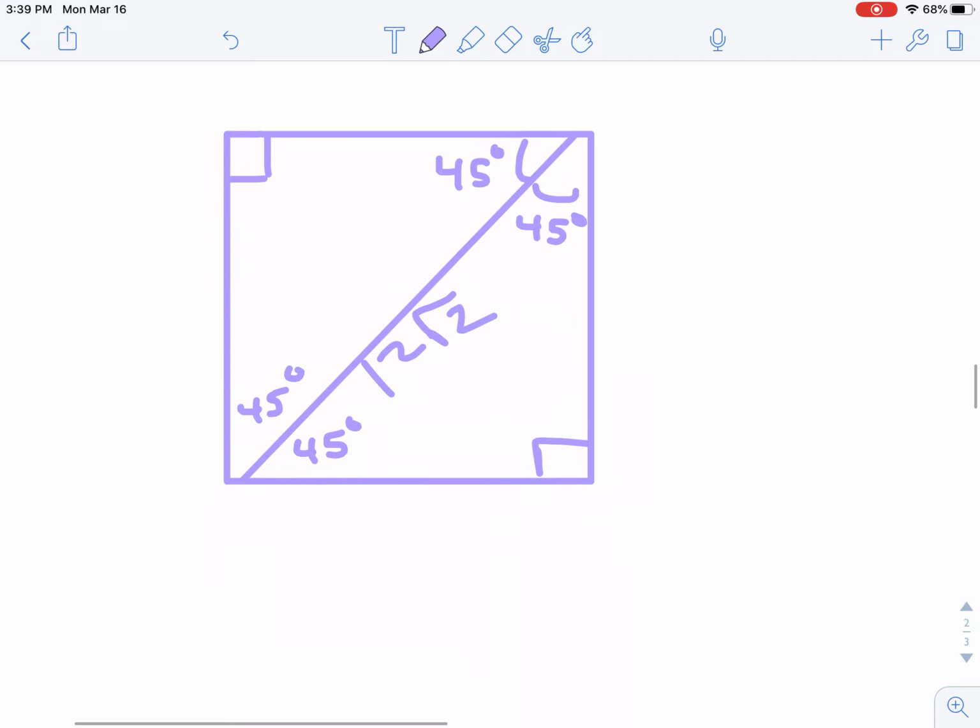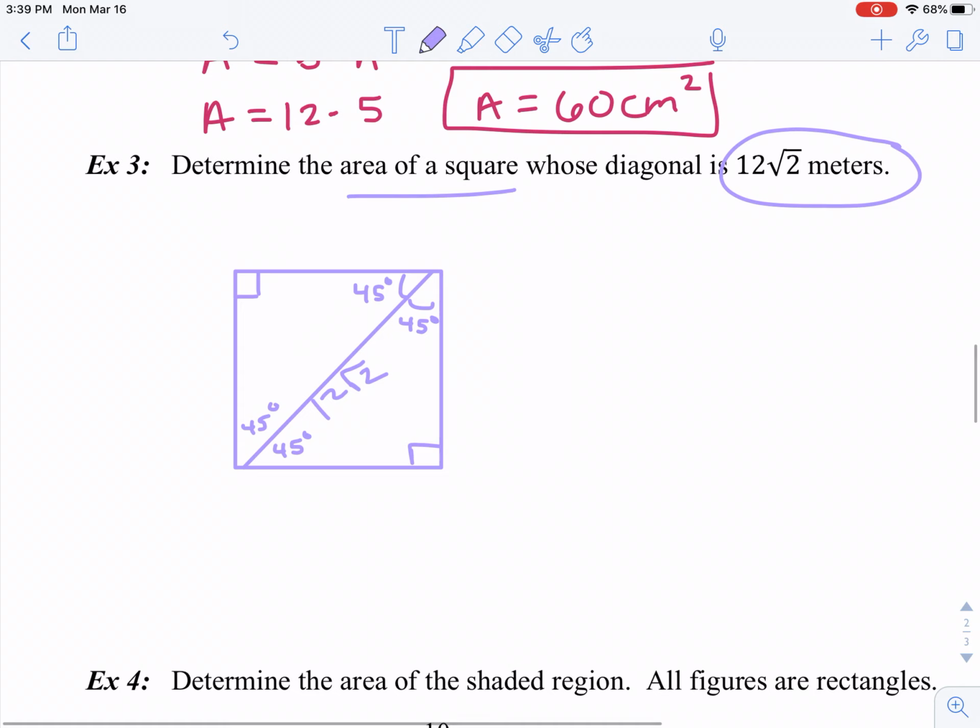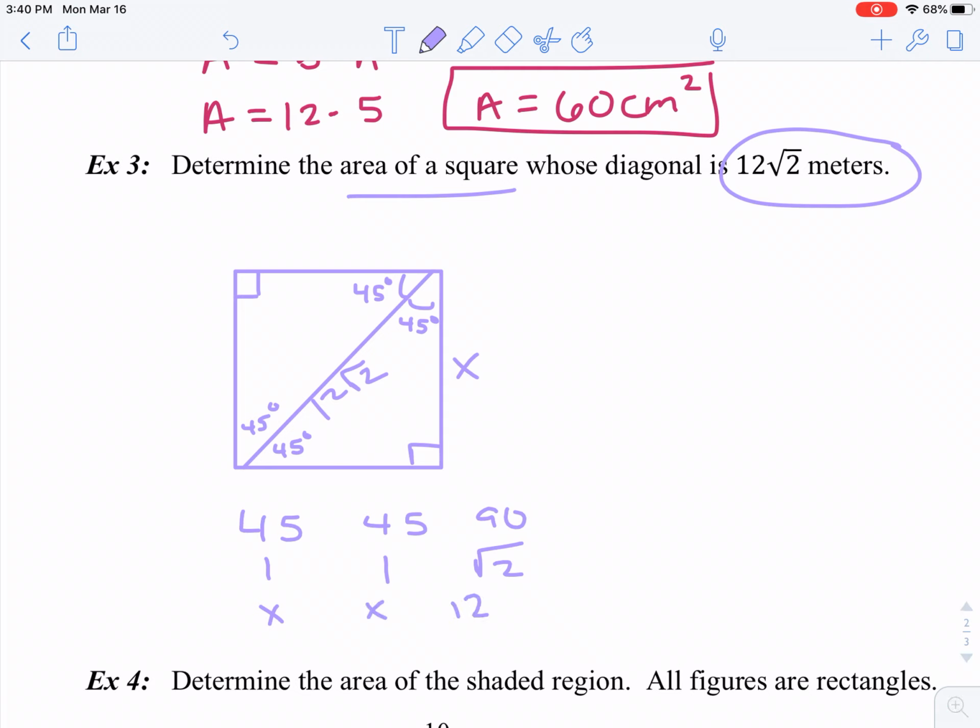So if that's the case, I have to use my knowledge about 45, 45, 90 triangles to go ahead and solve for my missing side. I need to know what that side is to find the area. So I'm going to put down my ratio, 1, 1, root 2. And then this would be x, x, 12 root 2. And so here's my ratio.